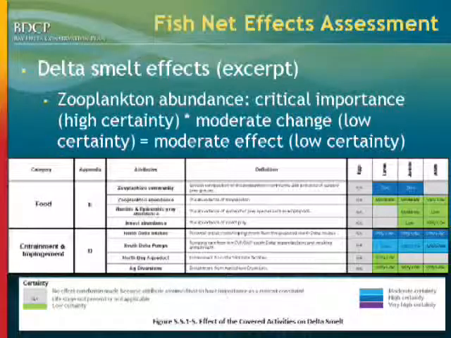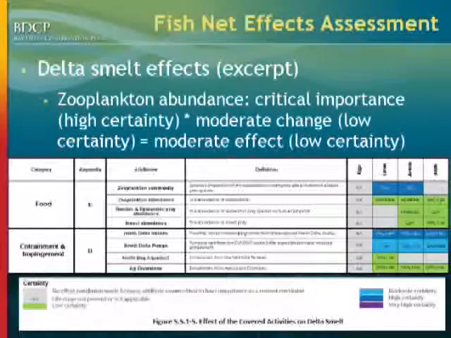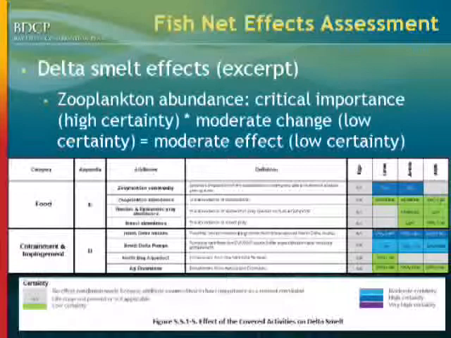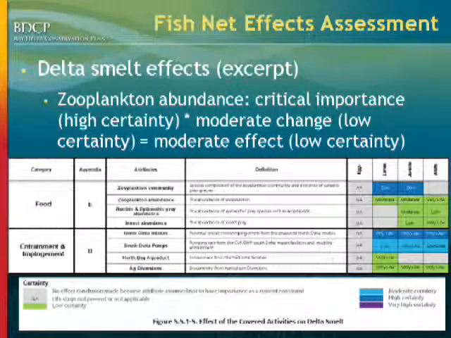This example here, and this is my last slide, this is just an example for delta smelt, taken from chapter 5 of the effects analysis. As an example for juvenile delta smelt, the overall category of food, looking at zooplankton abundance. So this was based on literature and pretty good agreement during our agency workshop. So this is of critical importance with high certainty.